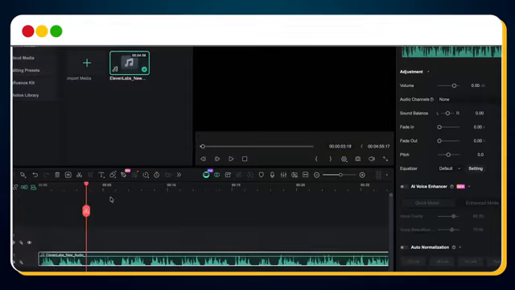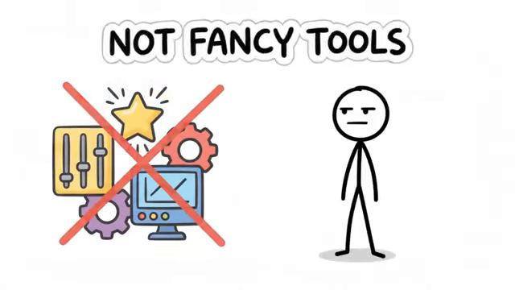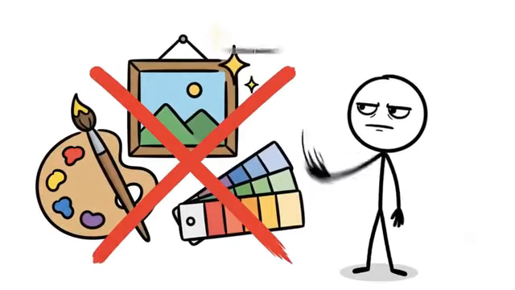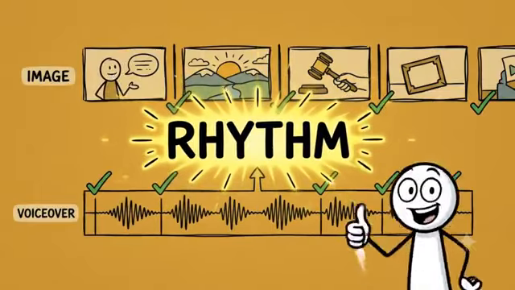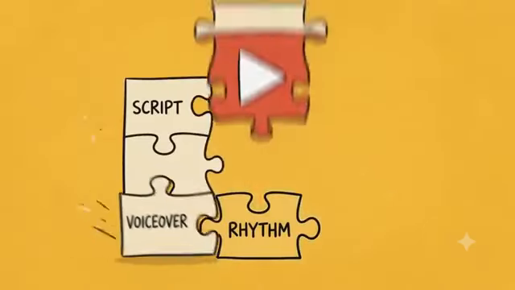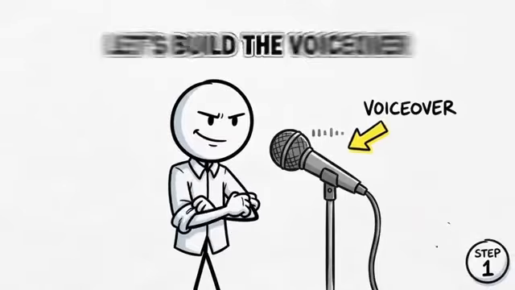Not forced, not guessed, not synced after the fact. Built around the natural rhythm of the voice. This is why that Stickman channel crossed 7.5 million views with still images. Not because of fancy tools, not because of better graphics, because of rhythm, and rhythm starts with the voiceover. Get this right, and everything else falls into place. Now let's build the voiceover.